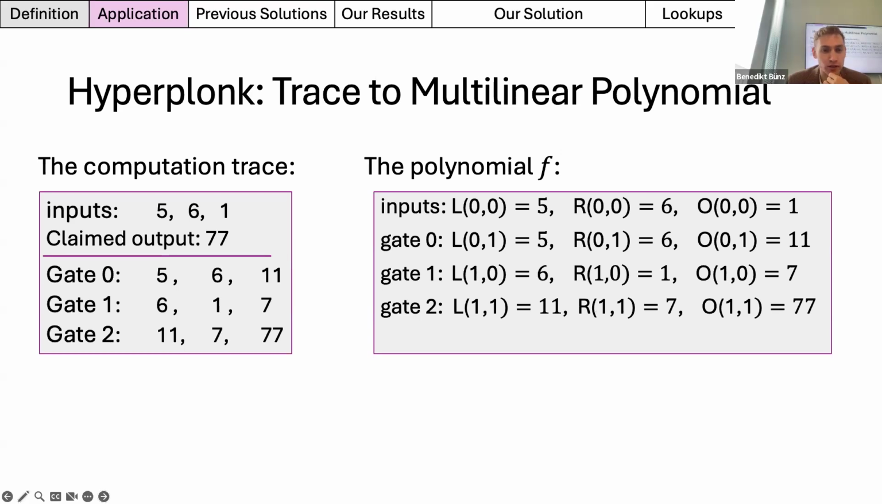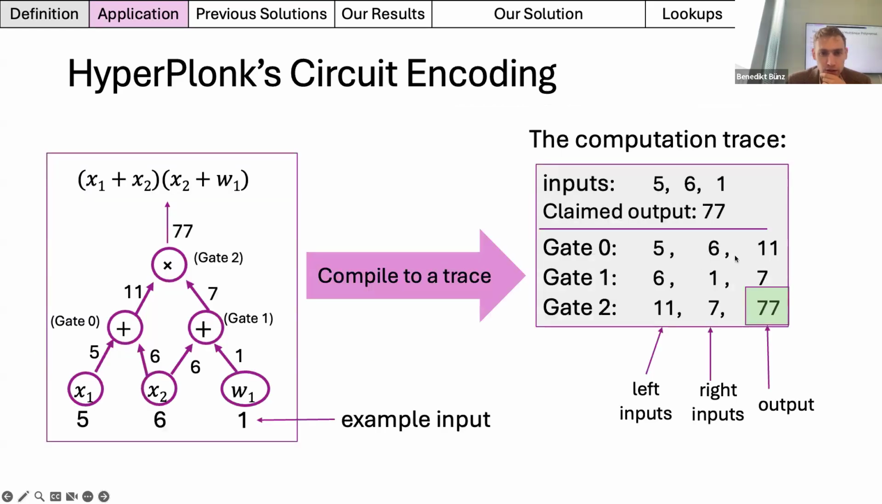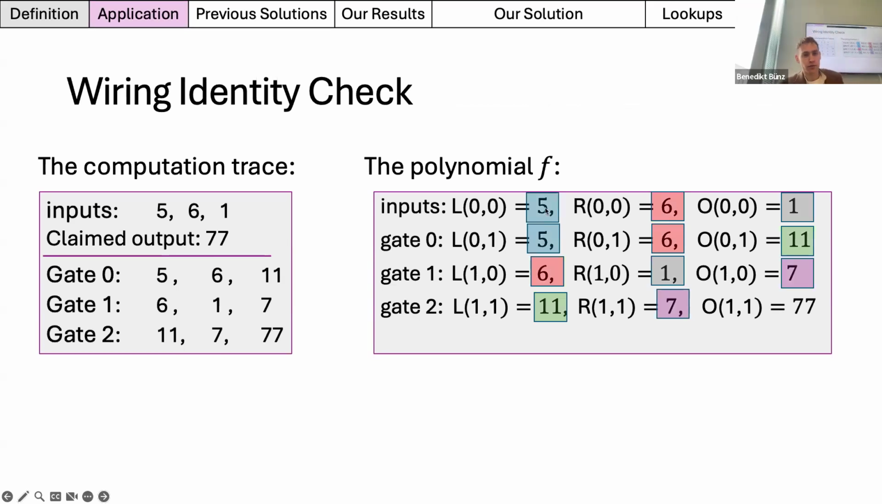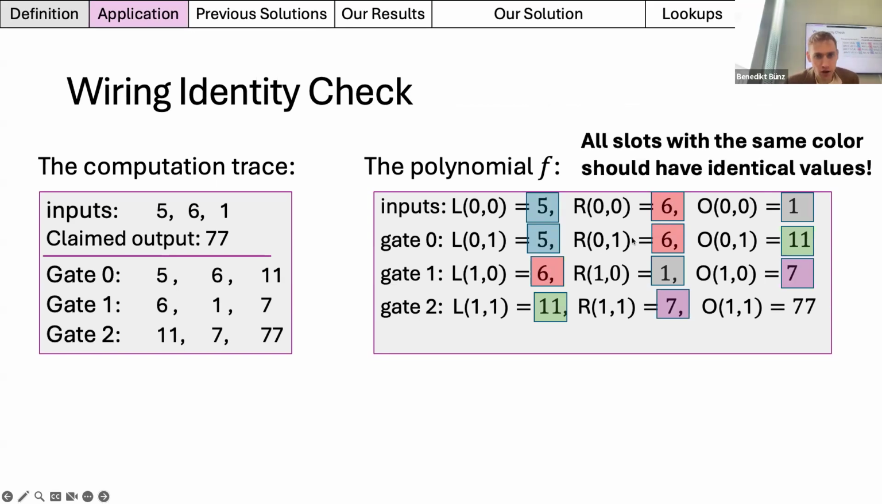And then the thing that I need to prove is, for example, here I'm proving 5, 6, 1. This doesn't even make sense. Oh, this should be 5, 6, 11. So the output of 5 plus 6 is equal to 11 here. Oh, no, sorry, 5 plus 6 is equal to 11, or 11 times 7 is 77. We're not going to focus on that check. What we're going to focus on is this wiring identity check, where I have to prove that these values are going to be the same, and all the slots in the same color should have identical values.